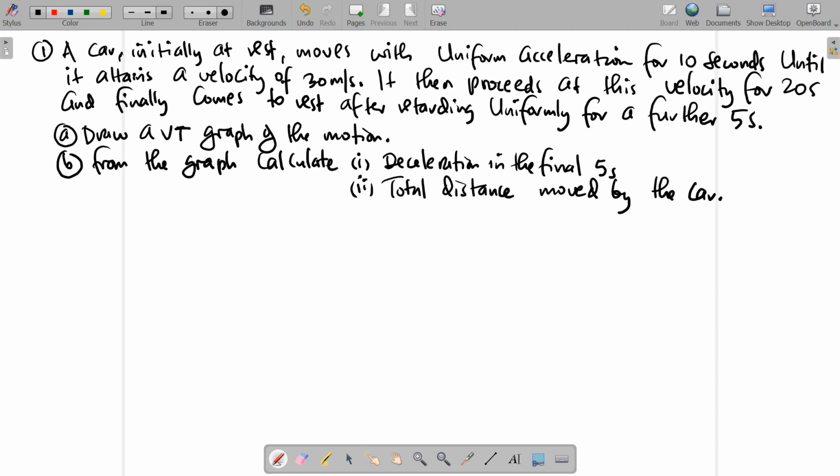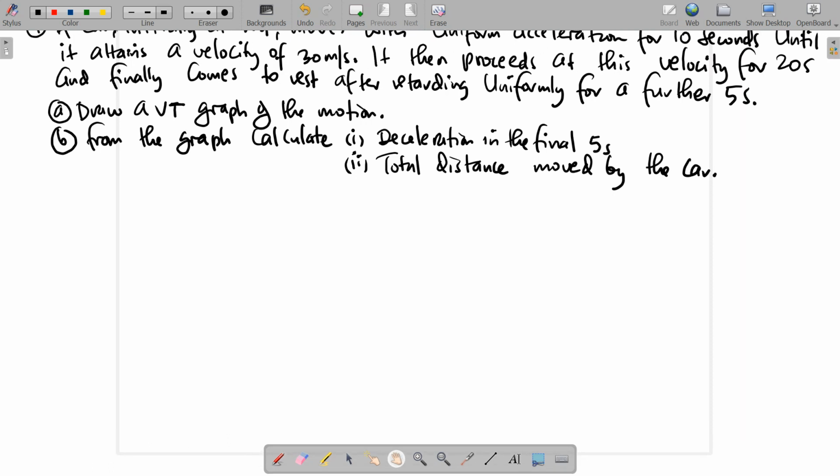So we have a problem here of velocity time graphs. It says a car initially at rest moves with uniform acceleration for 10 seconds until it attains a velocity of 30 meters per second. So we need to sketch a graph, that is part A, draw a VT graph of the motion. So to begin with, we need to first of all do this.